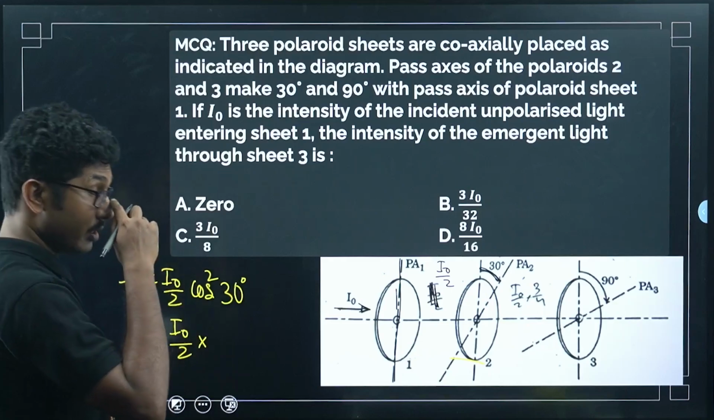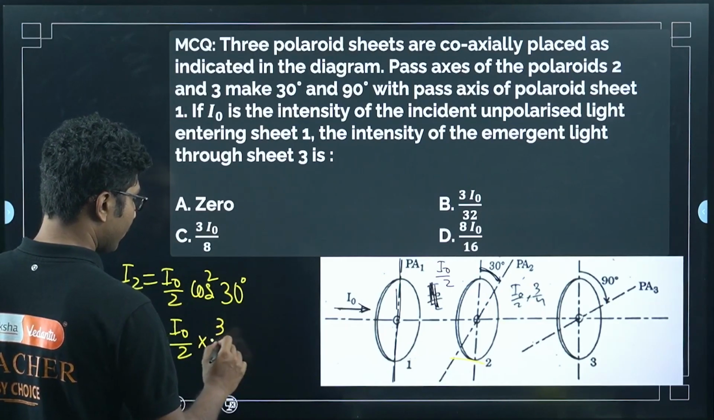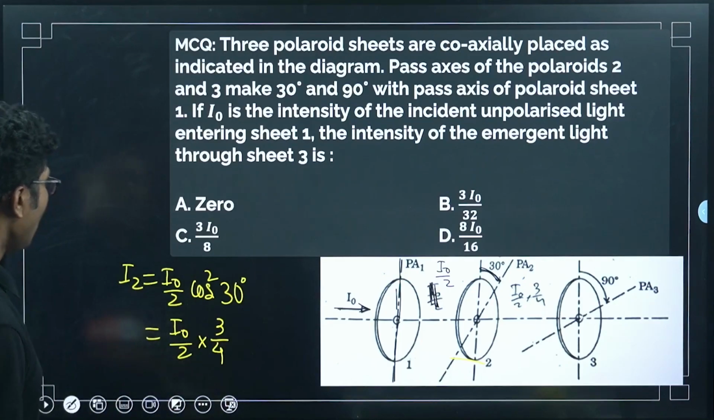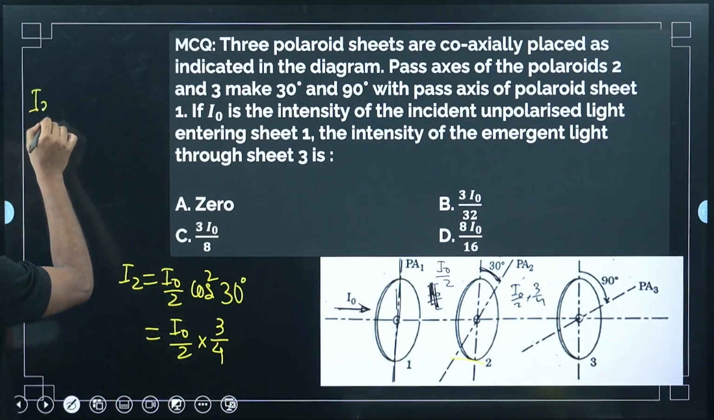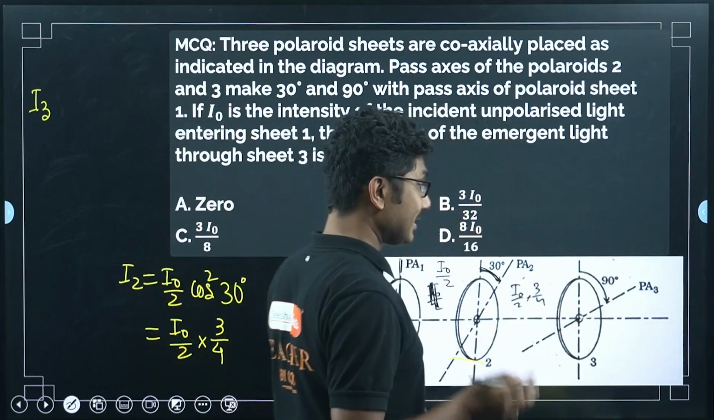Cos 30 is root 3 by 2. Root 3 by 2 squared means 3 by 4. This is I2. And what will be I3? Now what is the angle? This angle is 90 degrees. So this is very interesting.